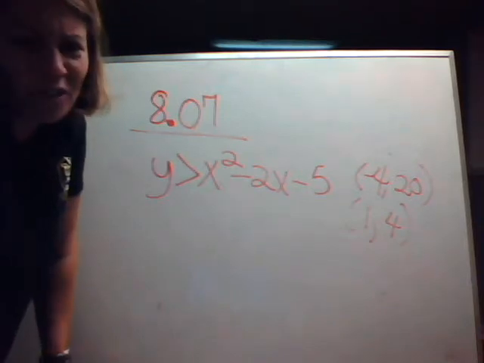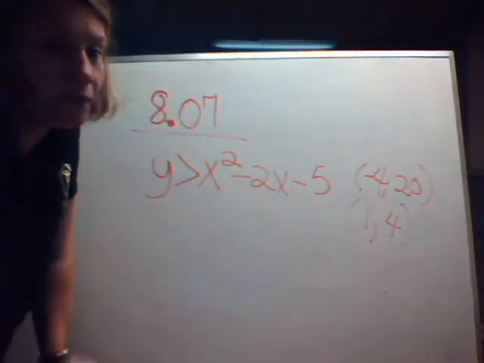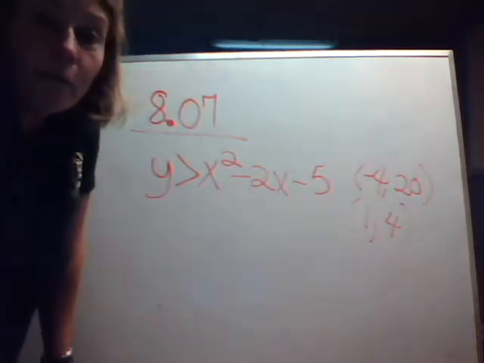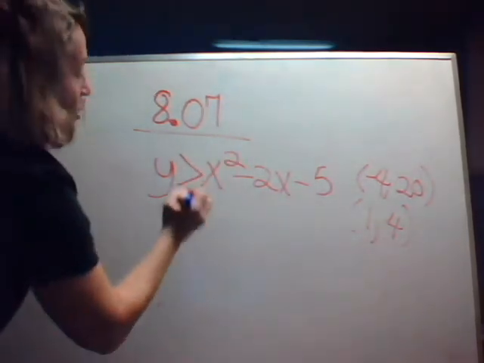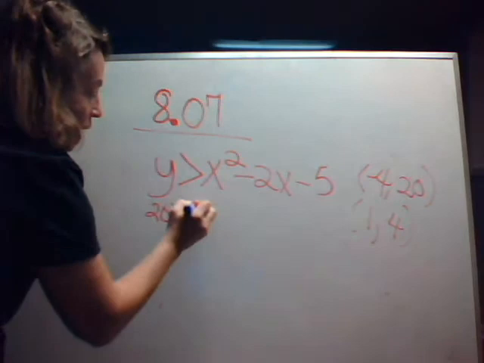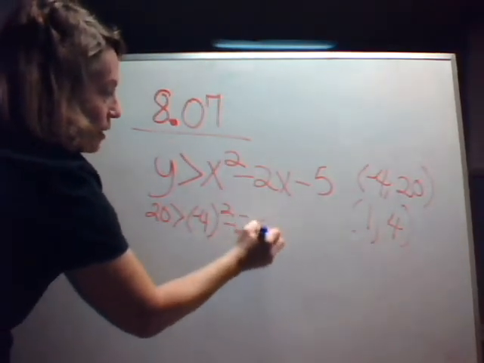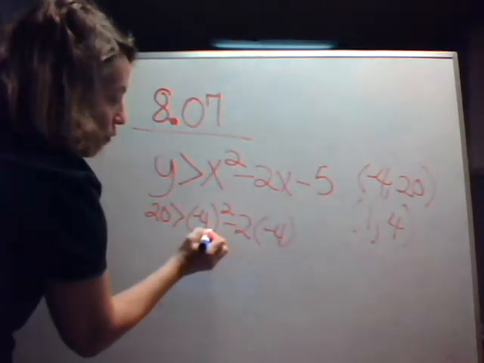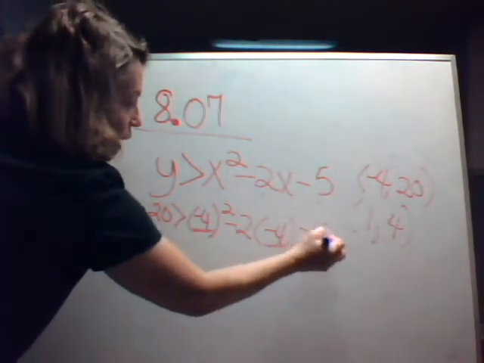Now, if it's graphed, it's really easy to see. You just look for negative 4, positive 20, see if it's in the shaded region. But with the algebraic approach, you've actually got to plug and chug. So the first thing I'm going to do is plug in my 20 for y and negative 4 for x. And I'm going to plug in the negative 4 both here and here because I have 2 x's, minus 5.